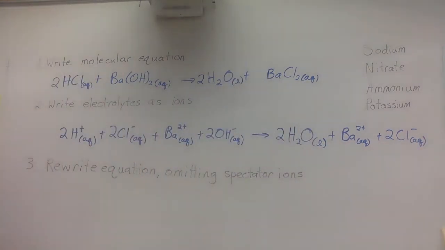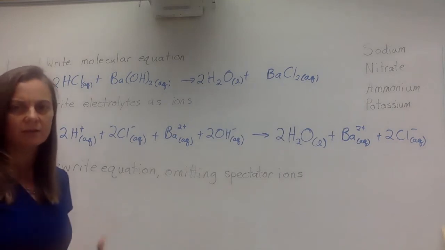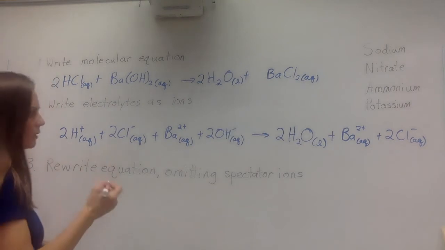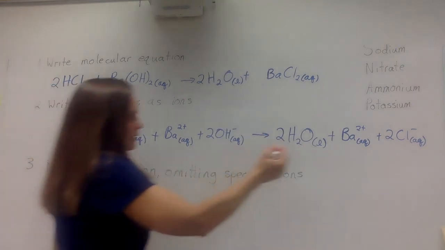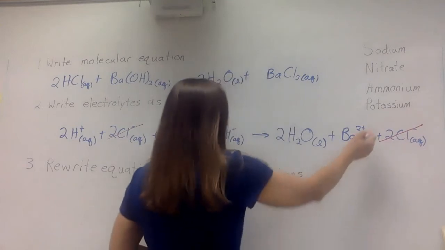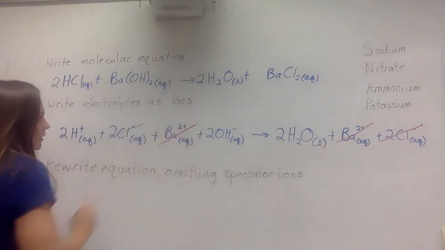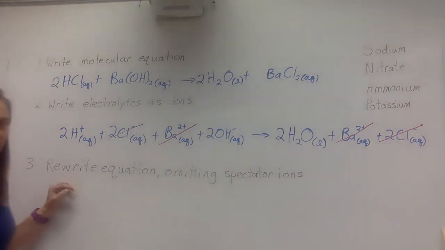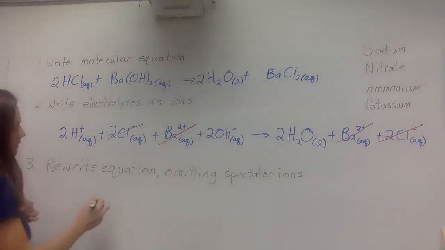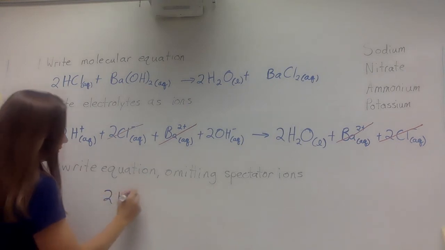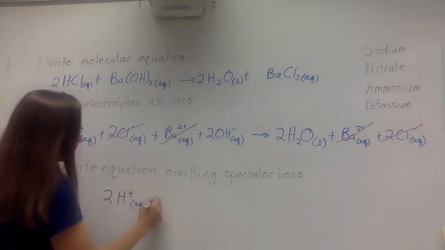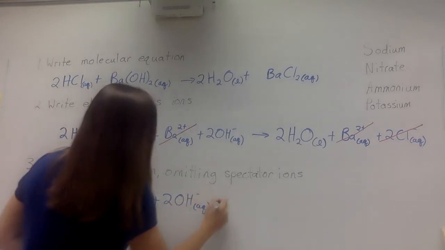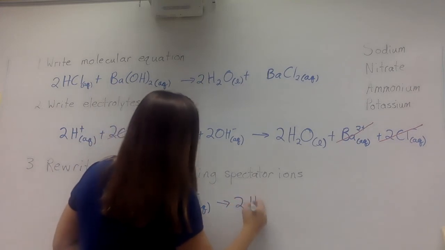Okay, now same process. We're going to go through and see if there are any spectators that are the same on the left and on the right. So we can see that our chloride ions are the same on the left and on the right, and that our barium ion is the same on the left and the right. And so our rewritten equation that omits the spectator ions is going to be 2 hydrogen ions dissolved in water plus 2 hydroxide ions dissolved in water yields 2 water molecules.